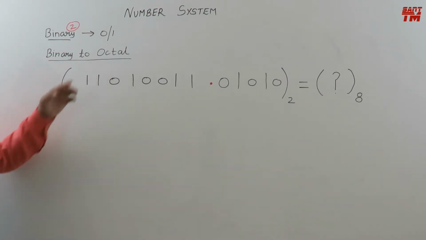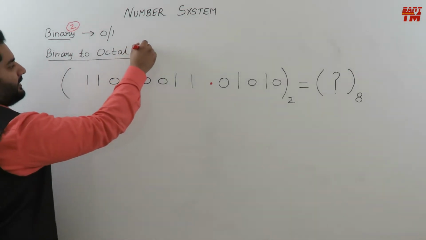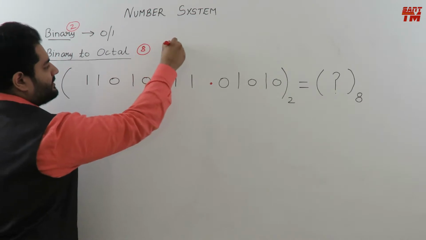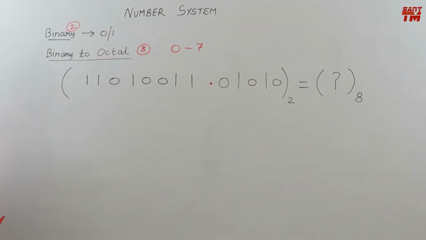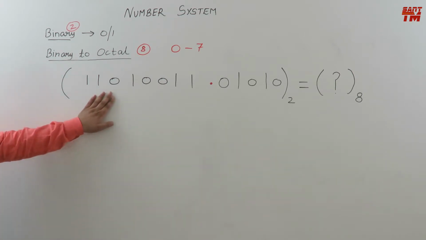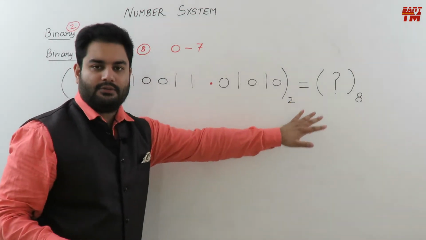Now after the conversion of binary to decimal, let's study how to convert a binary number to an octal number. The octal number has a base of 8, that means the digits between 0 to 7 are only allowed within an octal number. So this is the binary number given to us and we have to convert it into equivalent octal.